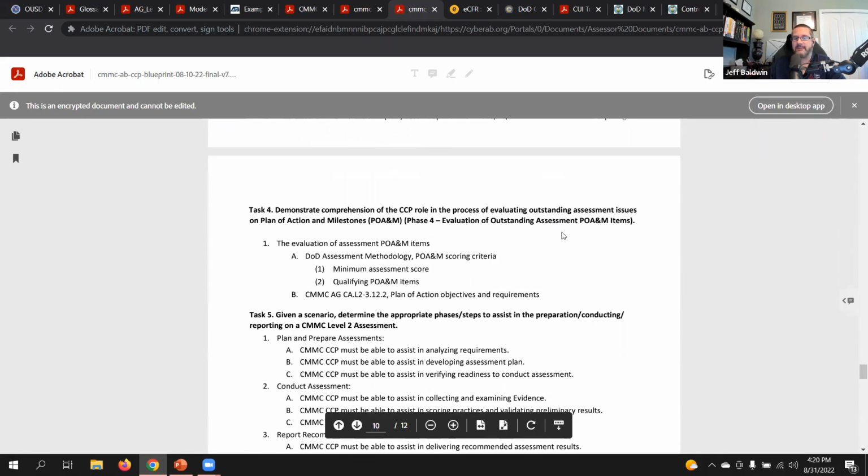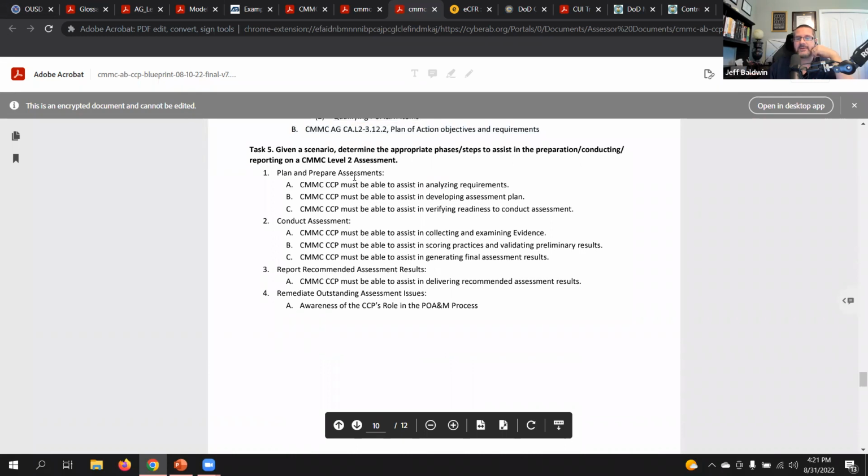And then phase 4 is an optional phase if there are any POAM items. So when they have POAM items, you'll do phase 4. And basically the rules around that are not fully in place yet. However, you can read the CAP to understand essentially the levelings for that.